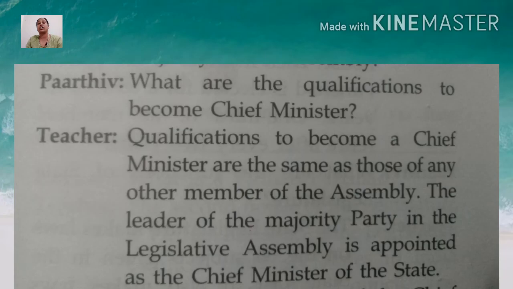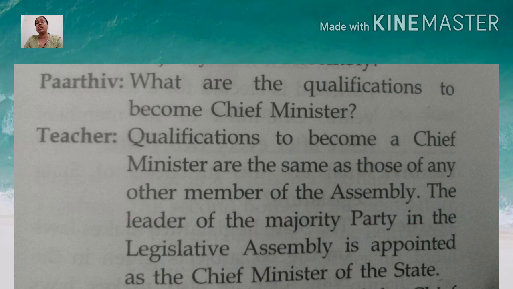Parthiv is asking now, what qualification is required to become a chief minister? It's a very good question. The qualifications to become a chief minister are the same as those of any other member of the assembly. There is no special kind of qualification for the chief minister.